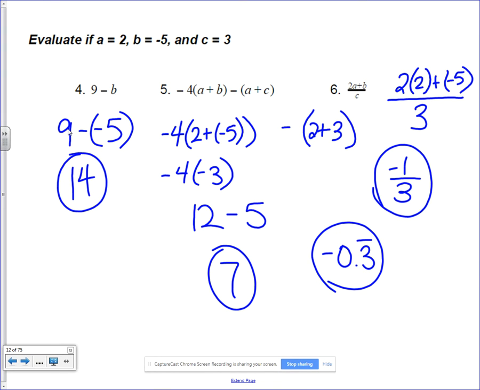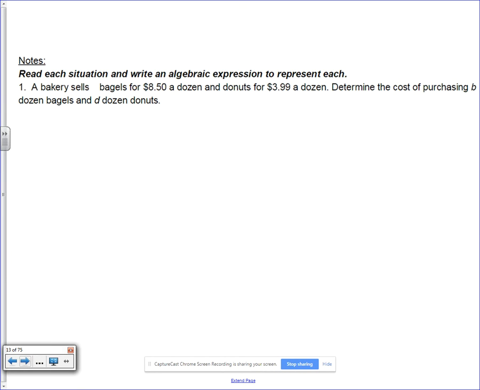Okay, these word problems tell me to read each situation and write an algebraic expression. We talked about algebraic expressions yesterday. What does it mean to be algebraic? Folks, I'm up here. Thank you. What does it mean to be algebraic? It has to have a variable. What does an expression not have? An equal sign. Okay, so if I write it, you write it.